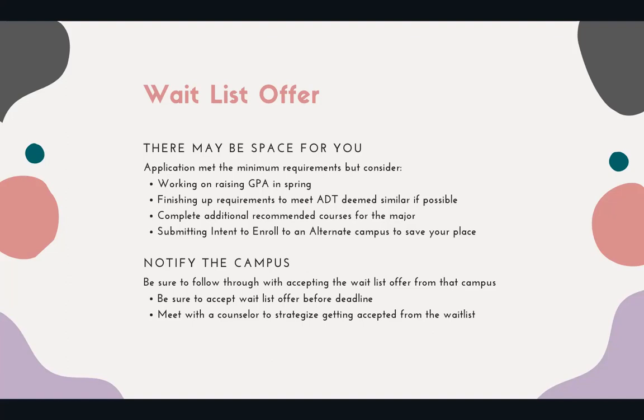And you also want to make sure you notify the campus. So you want to be sure to follow through with accepting the waitlist offer because you don't just get a notification that you're on the waitlist and you just have to wait. You actually have to accept that offer. So you're saying, yes, I agree to be on the waitlist. Please contact me when you're ready. There's normally a deadline. It's normally within a couple of weeks of getting your waitlist offer. So you want to make sure you submit your acceptance of the waitlist in time.